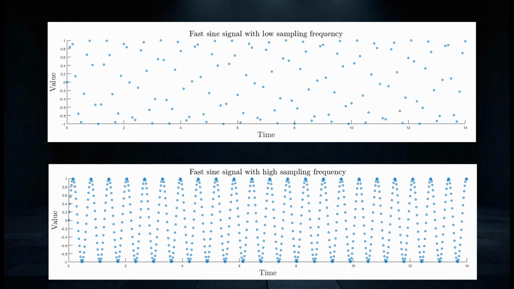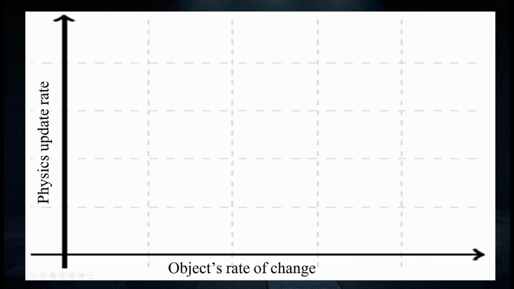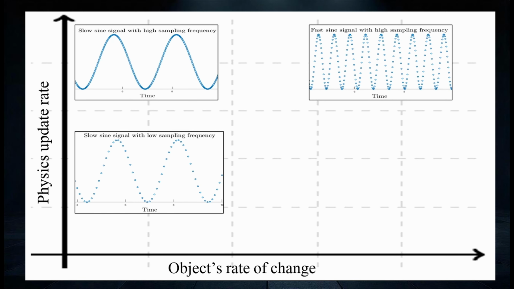In these cases, our game looks more like these two graphs, where a high physics update rate manages to handle fast movements, but a low physics update rate doesn't, and we end up with a mess instead of a coherent experience. We can summarize this notion in this graph. We can have a low physics update rate and slow movement, which is usually fine. Or we can increase our physics update rate so it can handle both slow and fast movements up to a certain point, but at the price of computational demand.